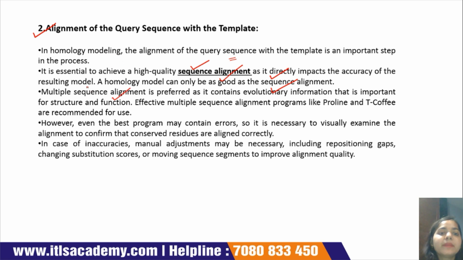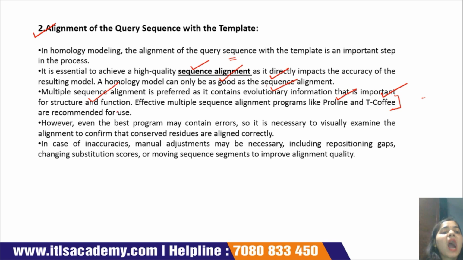Sometimes we use a multiple sequence alignment. Multiple sequence alignment is preferred because it contains evolutionary information, and this evolutionary information is important for the structure and function of a protein. For performing a multiple sequence alignment, we use tools like Prank and T-Coffee.